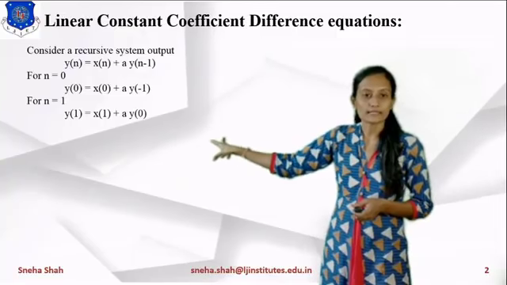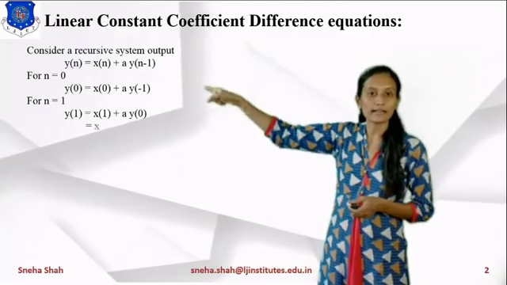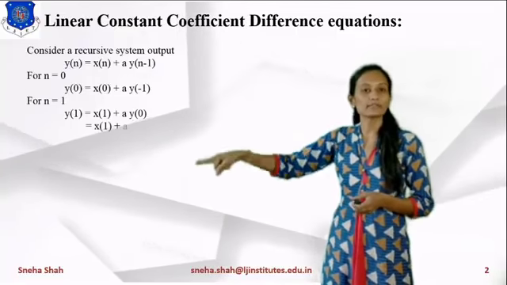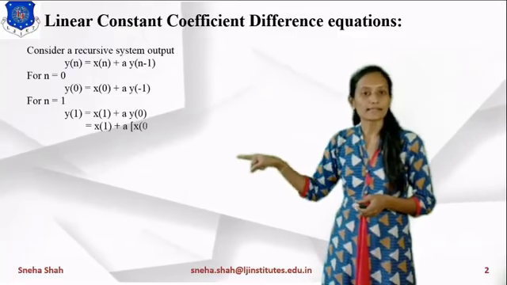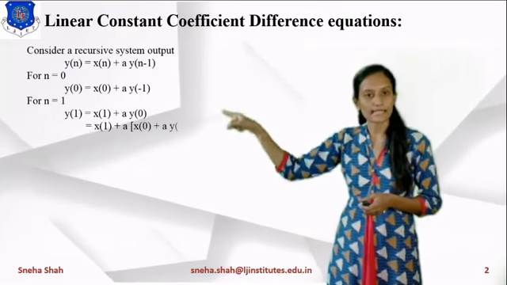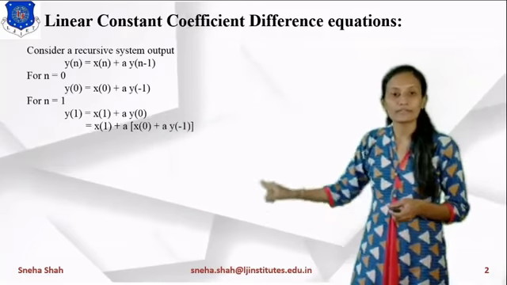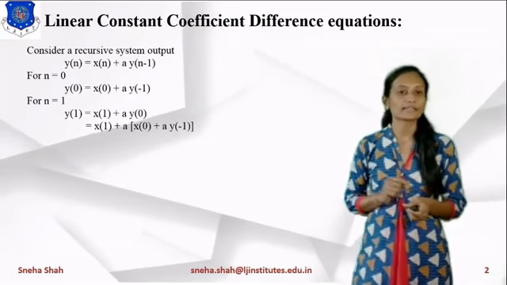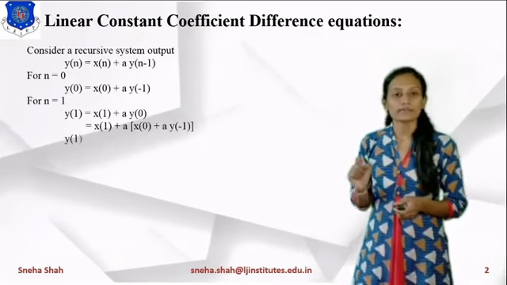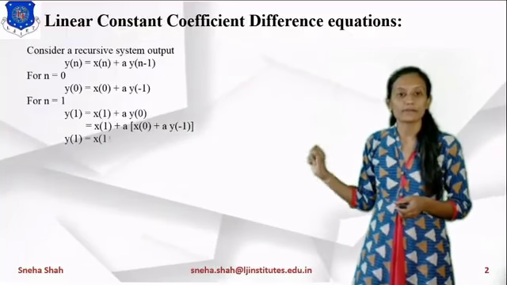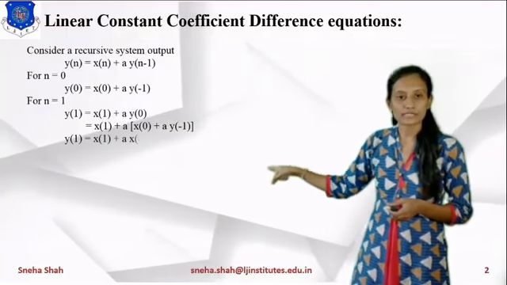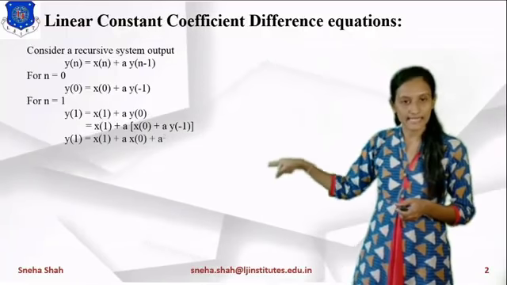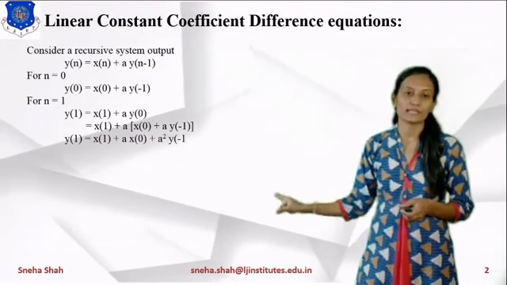Now in this equation, instead of y of 0, we will put in the value of y of 0. So the next term will be x of 1 plus a into x of 0 plus a into y of minus 1. Now if I simplify this term, the answer is y of 1 equals x of 1 plus a x of 0 plus a into a, which means a square y of minus 1.